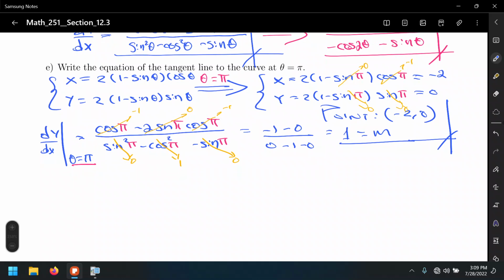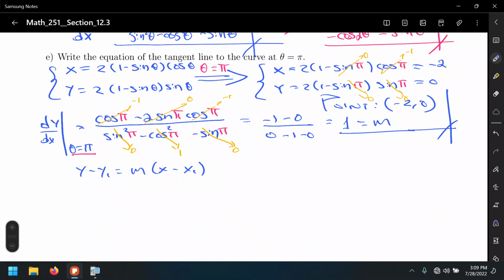Well, what do we do? As usual, y minus y1 equals m times x minus x1, where y1 is 0, m is 1, times x minus x1, which is negative 2. Be careful with the signs. This will be y equals x plus 2. All right?